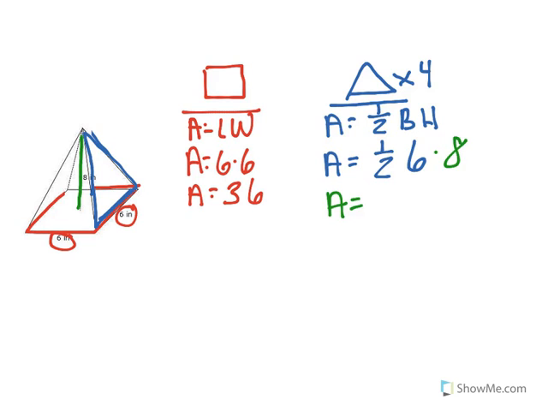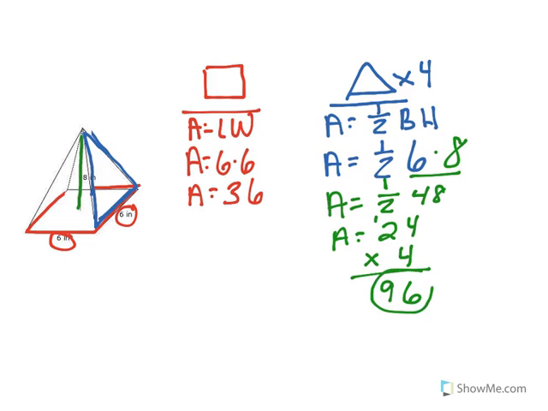Now remember, with triangles, I have a couple options. I can either do 6 times 8 is 48 and half it. I could half the 6 and do 3 times 8, or I could half the 8 and get 4 times 6. Either way, you'll get the same answer, which in this case is half of 48, which is 24. Now remember, that's just one triangle. So because I have 4 of them, I need to multiply this by 4. And I'm getting 96. So the triangles together are 96.